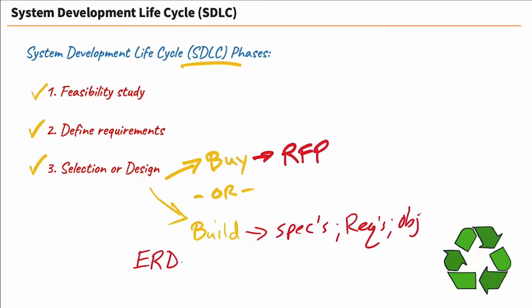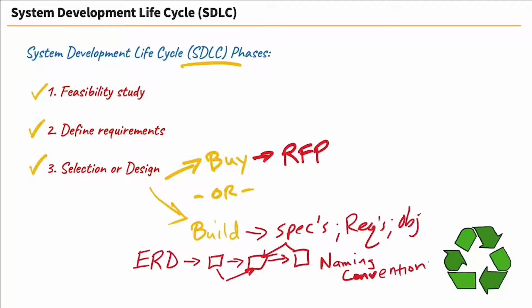And what an ERD does is show how the data is related. So we might outline the different types of data and how they communicate with each other and how they are related. And it also allows us to establish a naming convention that will be used throughout the project.